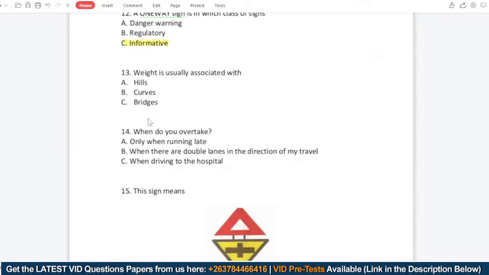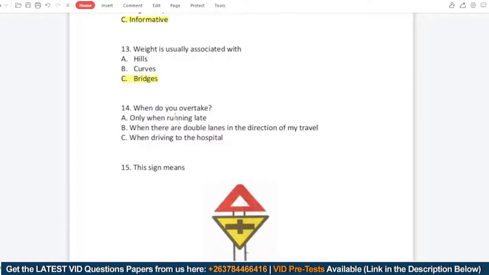So number 13, weight is usually associated with. This is an easy one. Is it hills, caves, or bridges? It's bridges. Remember, weight bridges. So the correct answer for number 13 is C.